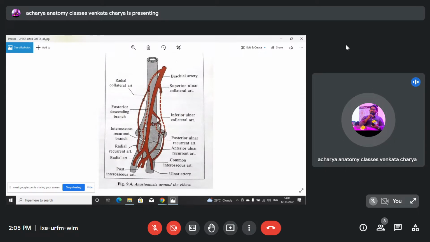Radial collateral artery. Anastomosis with the radial recurrent artery. So radial collateral artery, it is a branch of arteria profunda brachii. Then it runs downwards. Then anastomosis with the radial recurrent artery.